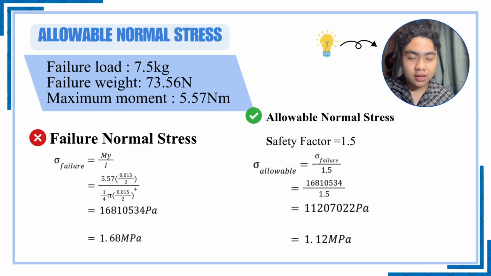On the left, we calculate the failure normal stress, sigma failure, using the elastic flexion formula, My over I. Using a standard specimen diameter of 15 millimeters or 0.015 meters, this calculation yields a failure stress of 1.68 megapascals. To guarantee a safe structural design under actual working conditions, we apply a factor of safety of 1.5, shown on the right. By dividing our experimental failure stress by this factor, we arrive at our final allowable normal stress of 1.12 megapascals. This 1.12 megapascal limit is the maximum stress our design can safely tolerate during operation.